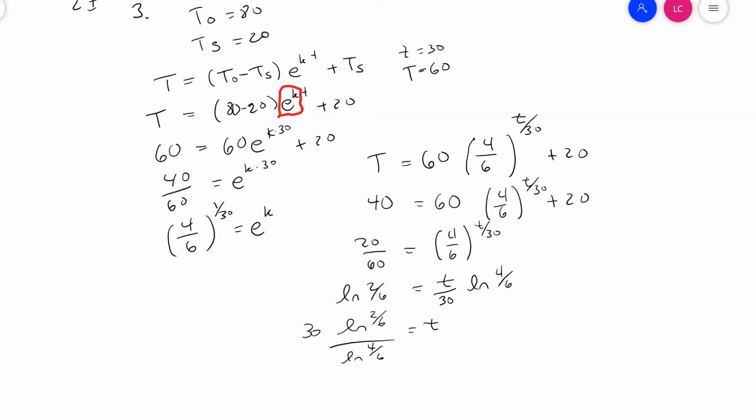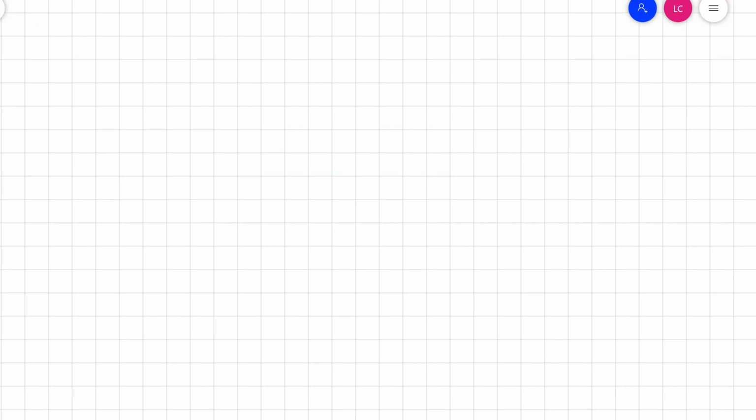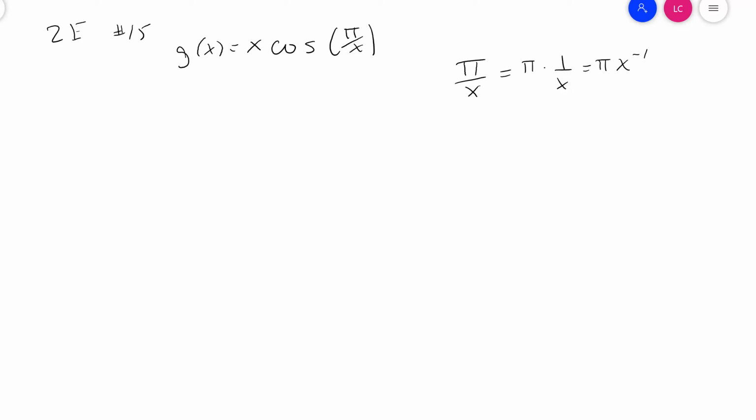All right, number 15 on that same one, on 2e, number 15 is g of x equals x cosine of pi over x. Okay, so this pi over x, invest the time to rewrite it as pi times 1 over x, or the same thing as saying pi x to the negative 1. So that would be a really good thing to rewrite before you take the derivative.